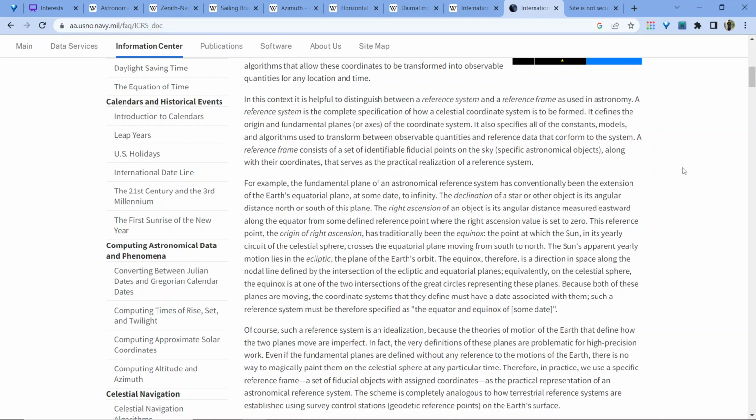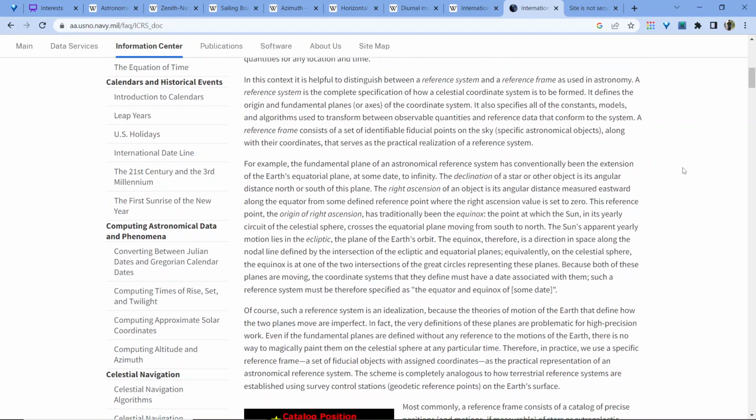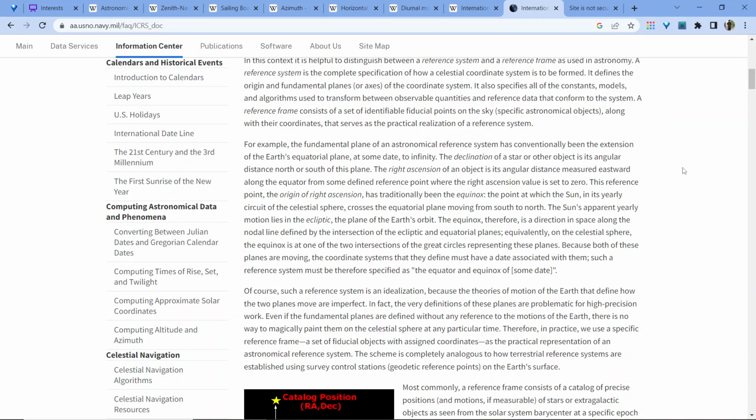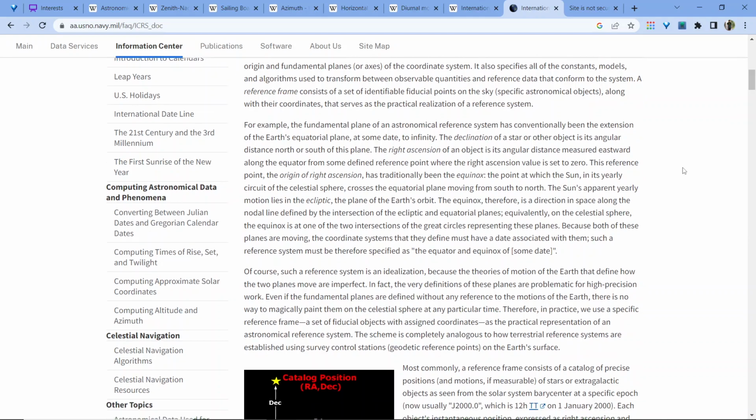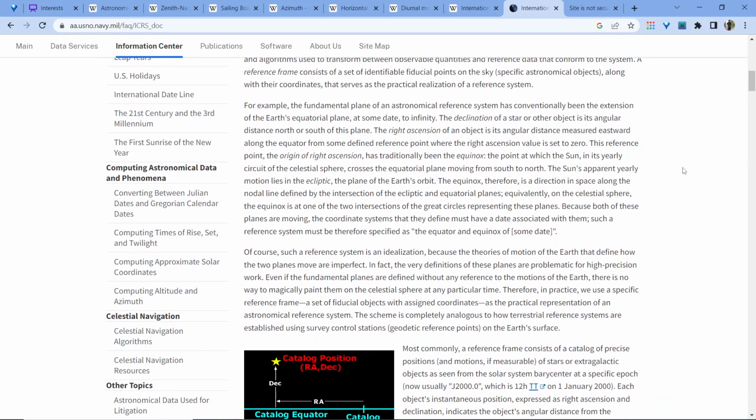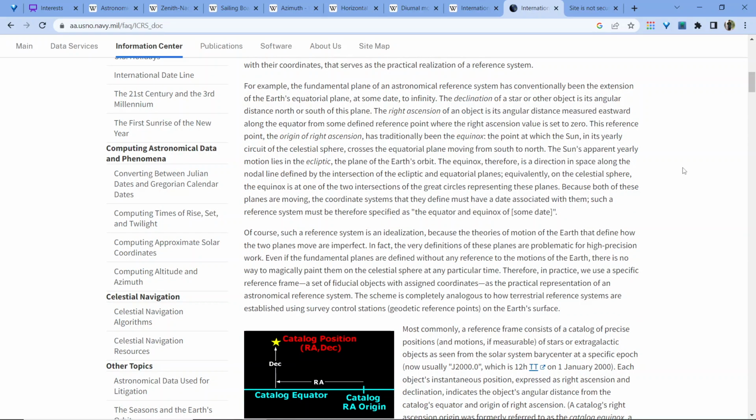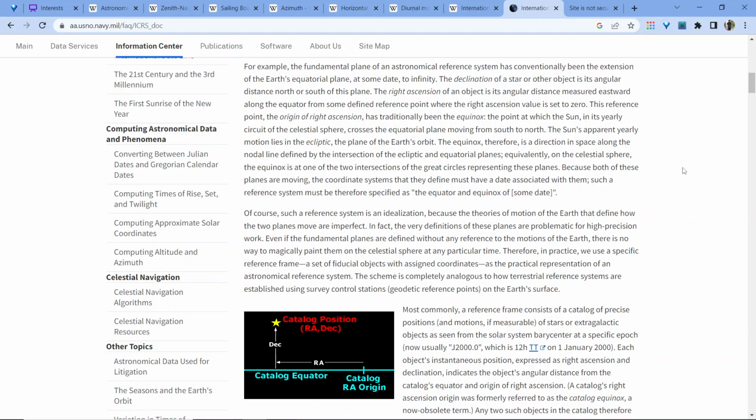The sun's apparent yearly motion lies in the ecliptic, the plane of the Earth's orbit. The equinox, therefore, is a direction in space along the nodal line defined by the intersection of the ecliptic and equatorial planes. Equivalently, in the celestial sphere, the equinox is at one of the two intersections of the great circles representing these planes. Because both of these planes are moving, the coordinate systems that they define must have a date associated with them. Such a reference system must therefore specify the equator and equinox of some date.